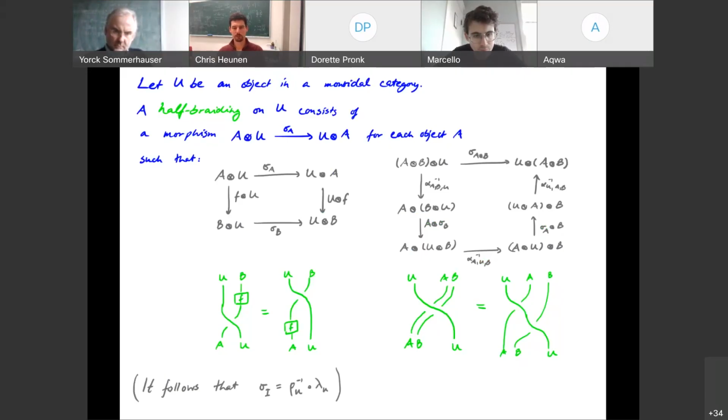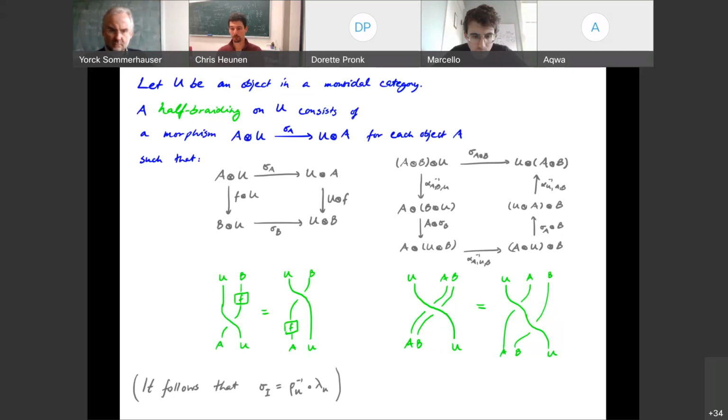So you fix an object U, and a half braiding is a way of swapping that object U with arbitrary other objects. So you don't really have a braid between any two objects, but at least I can swap this object U with all other objects. That means I want to have a natural transformation. For any object A, I want a morphism from A times U to U times A, for that fixed object U. That is natural in that if I do an F on the A before a swap or after a swap, it doesn't matter.